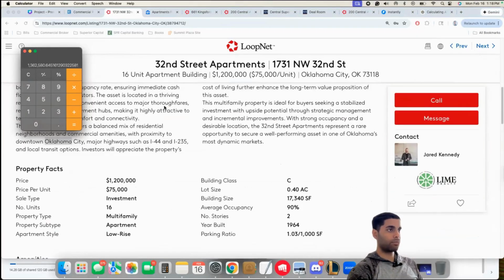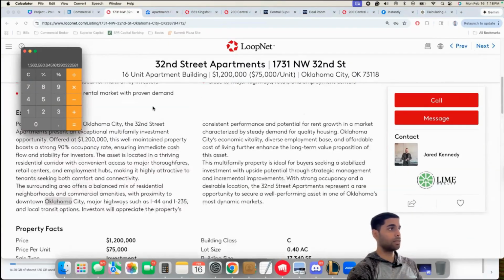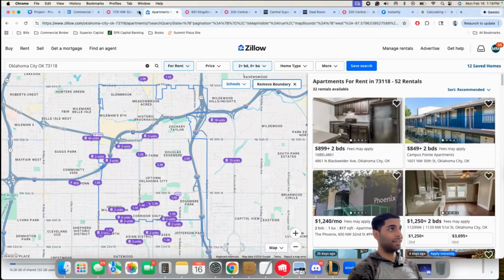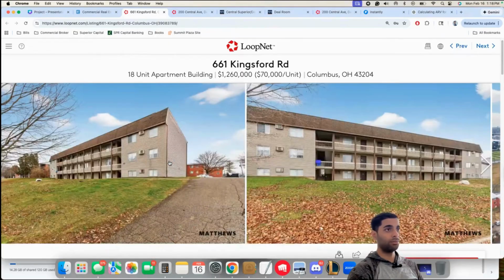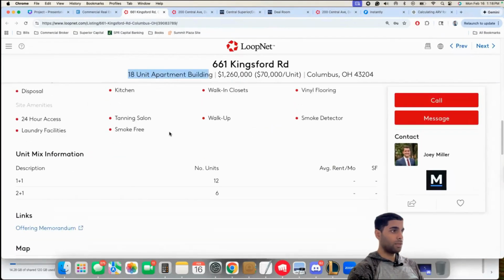So unless you can get this at a great price, or the rents are already pretty close to market rents, I don't see a big enough margin. I'm going to do one more example. I hope you guys are starting to get the idea when it comes to figuring out stabilized value. But let's do another one. Here we have an 18 unit apartment building. We have 12 one bedrooms and 6 two bedrooms.